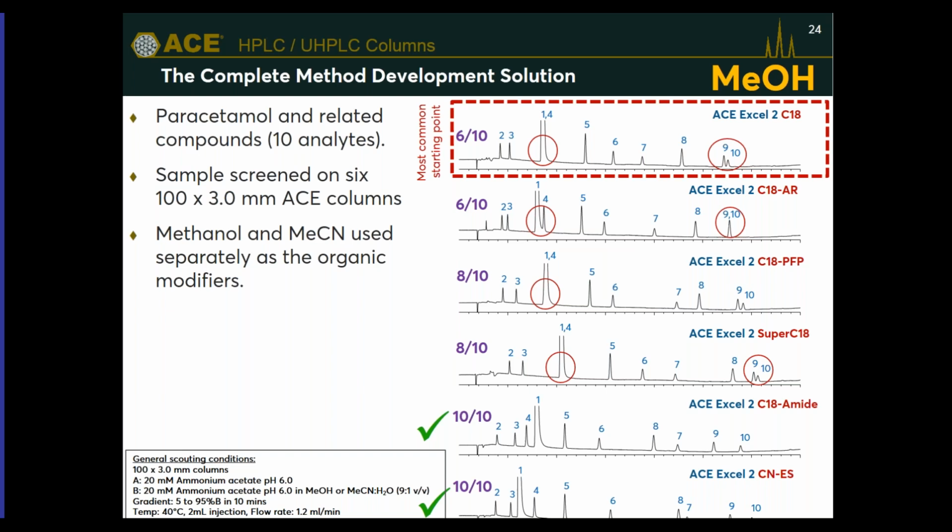If we look at this, the C18 column at the top of the slide here, this is the most common starting point for most people. This is where most people would begin their method development. And you can see that we have 2 areas of coelution, so further method development would be required. Whereas if the screen had been executed, we have options for our method straight from the screen, no further method development required. So that's for the methanol data.